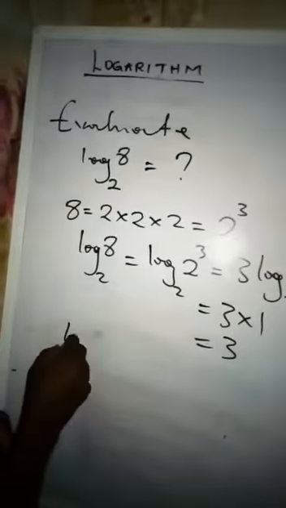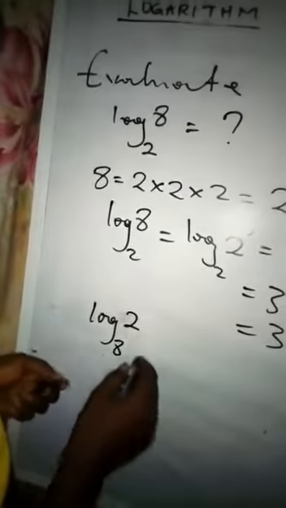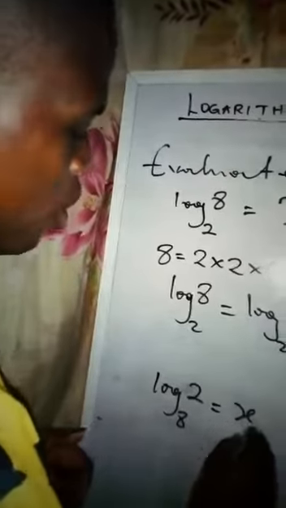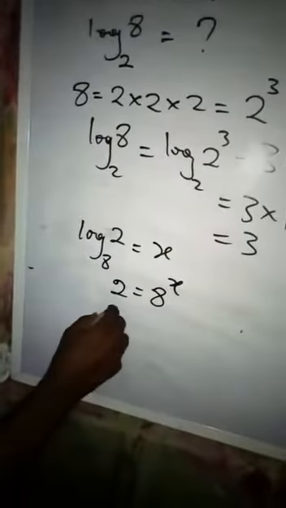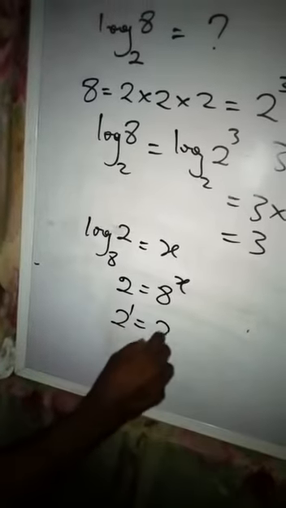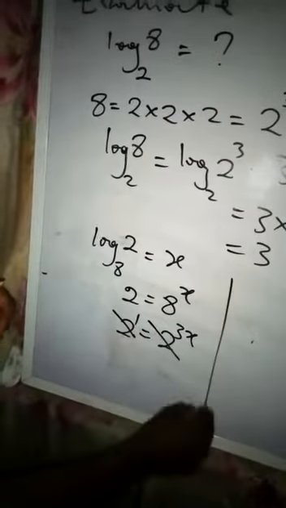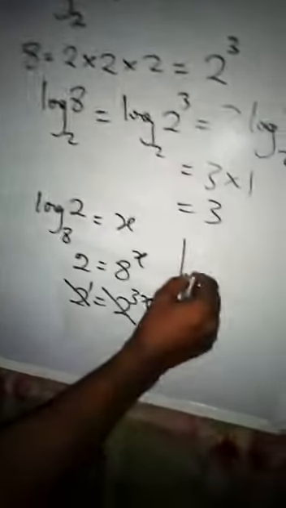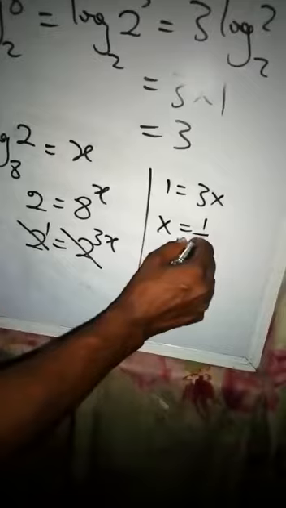The answer is 3. So we have been able to solve this. We can also solve the reverse of it, log 2 base 8. What is log 2 base 8? Since we know that we can express this in the form of x, we can say that 2 is equal to 8 raised to the power of x. That means 2 raised to the power of 1 is equal to 2 raised to the power of 3x. And we cancel the 2s. And when we solve this, we are going to have 1 equal to 3x, and therefore x equal to 1 over 3.